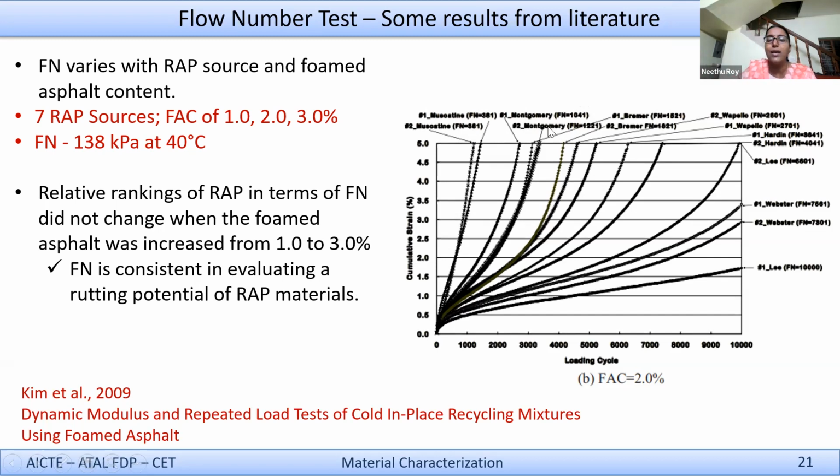because it indicates the different sources. They used different sources and tried to find the flow number for these materials in the laboratory, and it is seen that as the foamed asphalt content varies, the relative ranking of the material has not changed. Whichever was better remained better at the second binder content also. So they concluded that flow number is consistent in evaluating the rutting potential of RAP materials. Again, this is something which we need to explore.